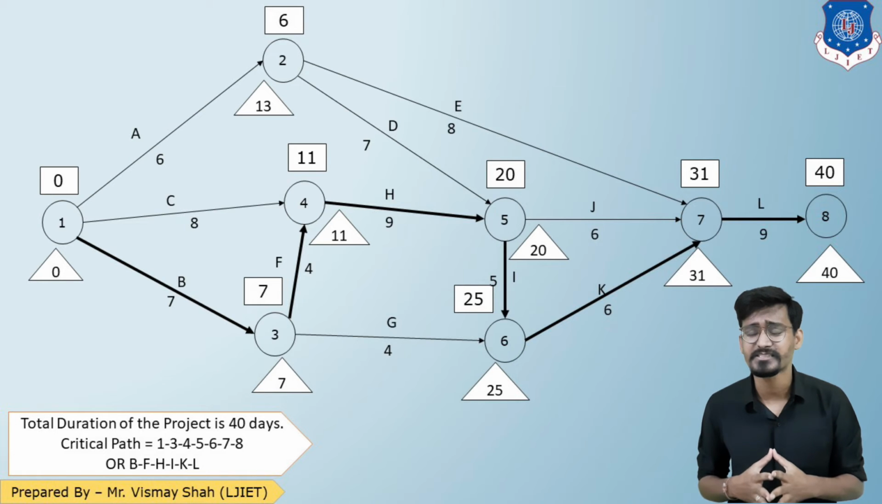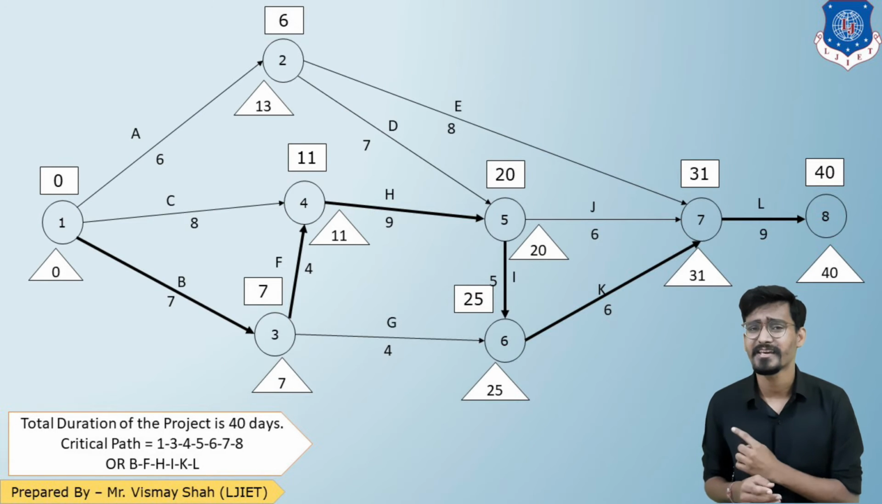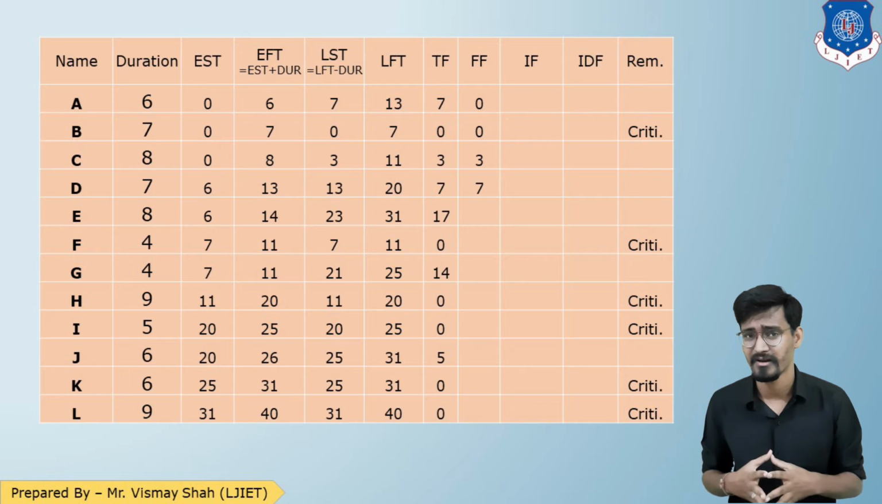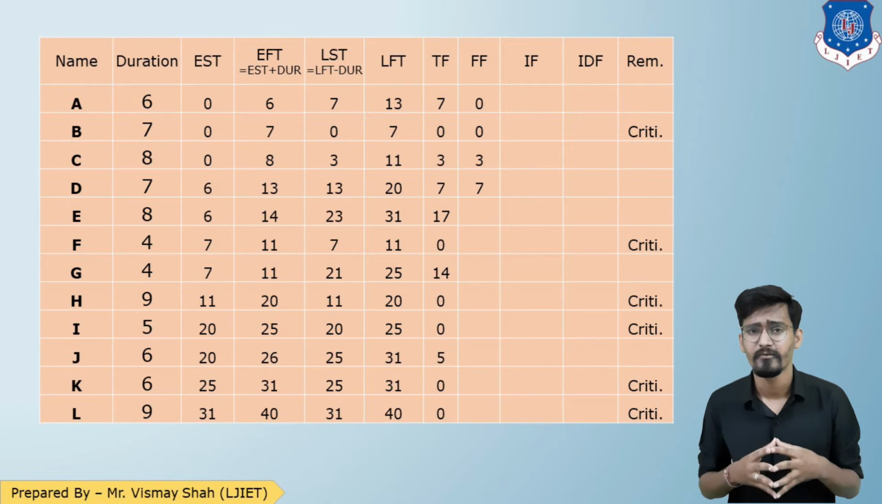Now let us look at the EST of I and J. So here are the EST of I and J. So I and J, that is 20, both are same. EFT of D, 13. So 20 minus 13, 7. So this is how we need to complete the table of free float.